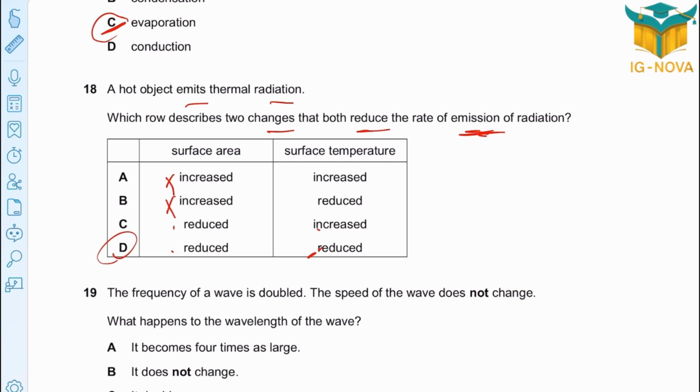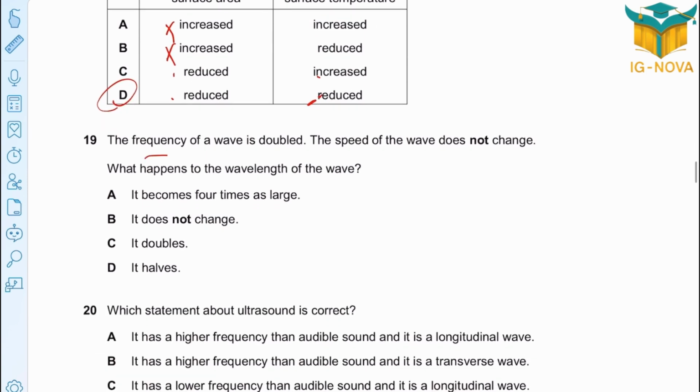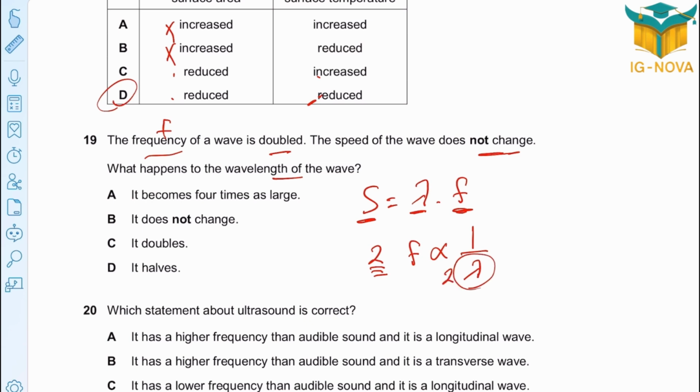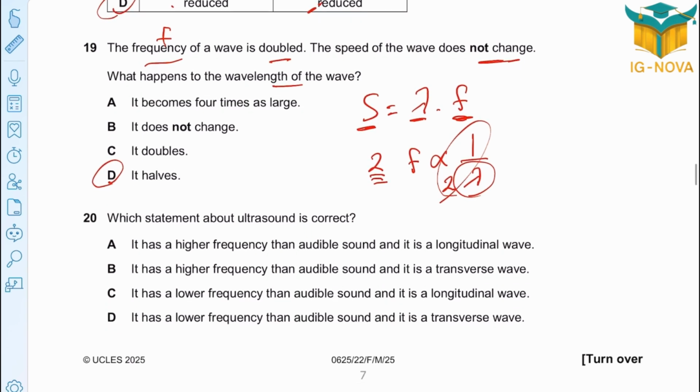Some basics. Question 19. The frequency of the wave is doubled, and the speed of the wave doesn't change. What happens to the wavelength? From the relation speed equals lambda times f, speed is wavelength times frequency. The relation between them is an inverse relation between frequency and wavelength. As frequency is doubled, lambda will be halved. So it halves. Easy. You solve problems like that.